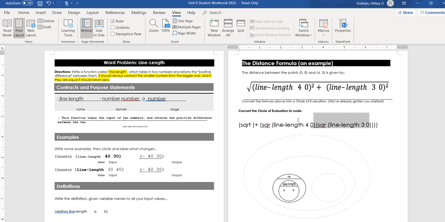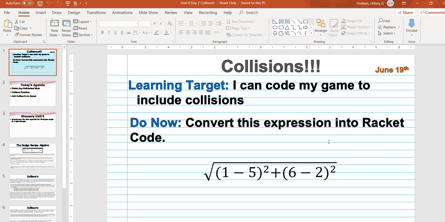And so what does that mean? Well, within this part of the thing we're going to be adding, we have line length 4 and 0, and then we're adding that to the square root of line length 3 and 0. So then I'm just closing the parentheses here. So go ahead and take a moment and tackle your do now here, and then when you're ready to check your answer, go ahead and unpause the video.